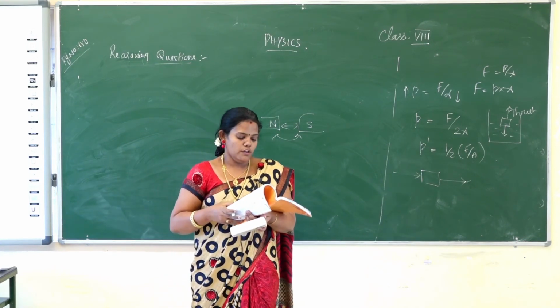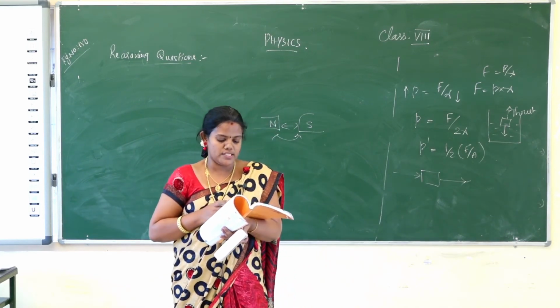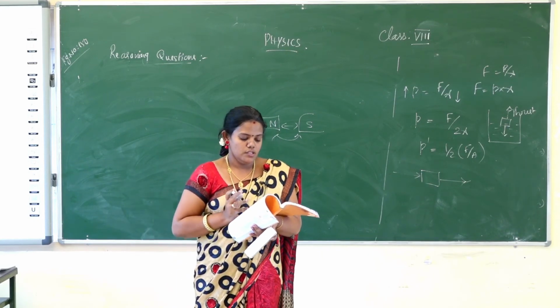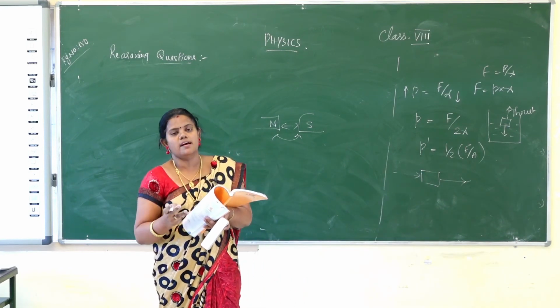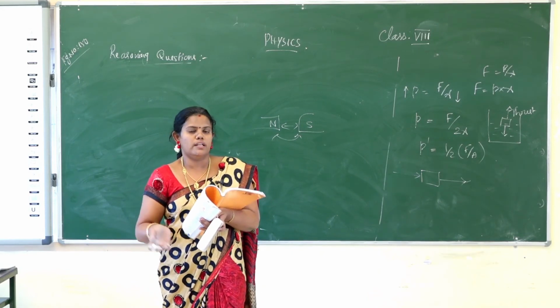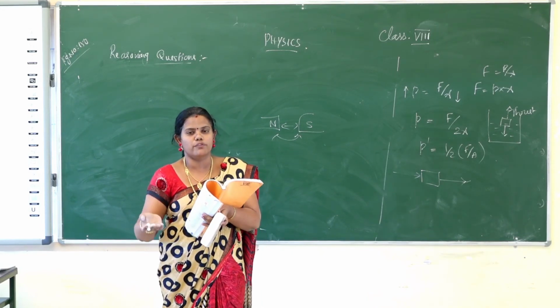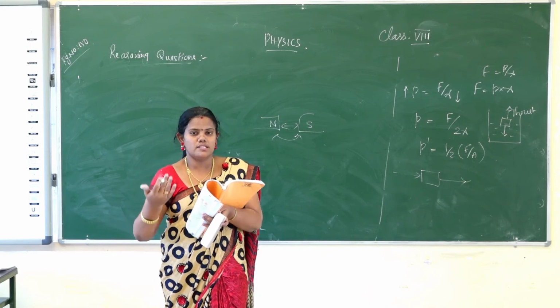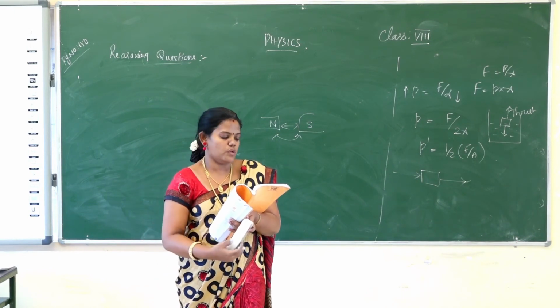And fourth one: if two forces act in the same direction, the net force is the sum of the forces. When two forces act, what is the net force? The sum of the two forces. It will be true. The SI unit of force is Newton. It will also be true, because the SI unit of force is Newton. So that is true or false.